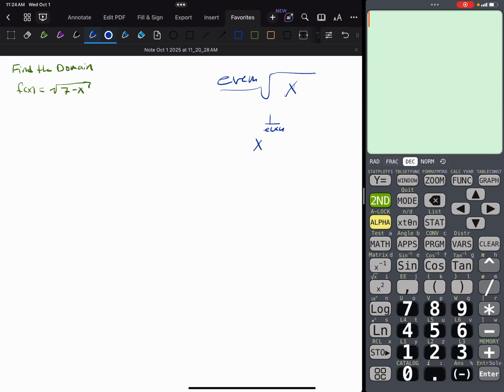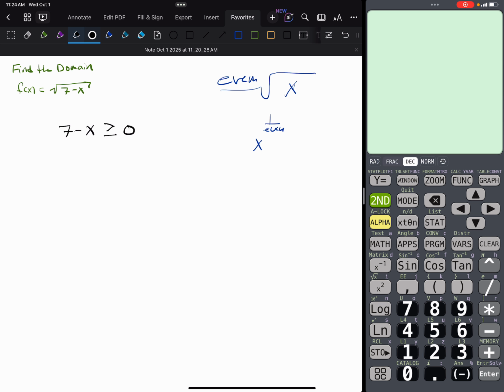Okay, well, what I need to do is take the stuff that's under that radical, my 7 minus x, and say, for that radical to output a real number, the stuff under that radical must be 0 or greater. Because the square root of 0 makes sense. Square root of 0 is 0. Square root of 1 is 1. Square root of 2 is irrational, but it makes sense. So my 7 minus x, what's underneath that radical, must be greater than or equal to 0.